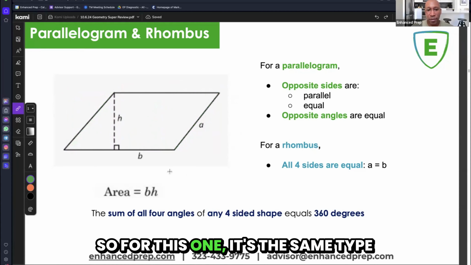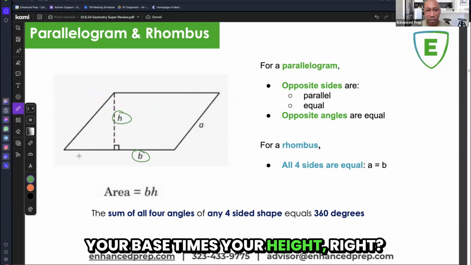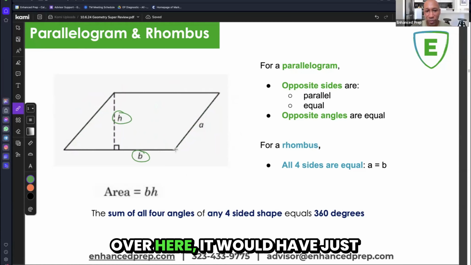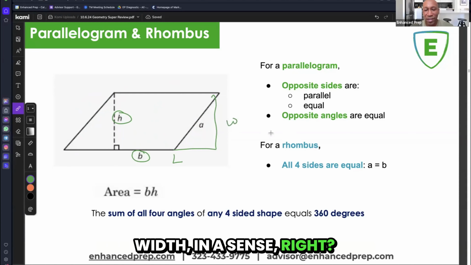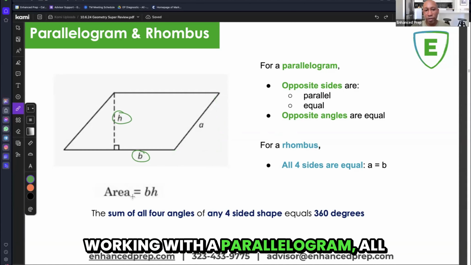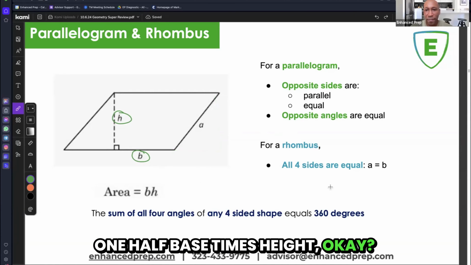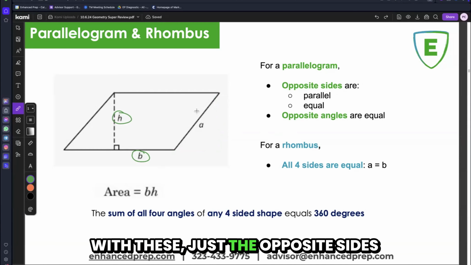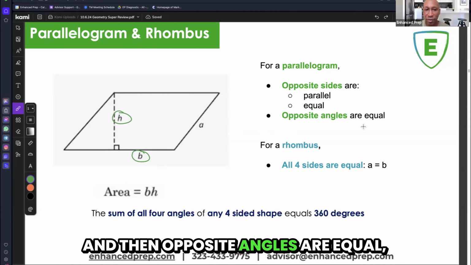So for this one, it's the same type of thing. The area for this is going to be your base times your height. Or if we would have put this one over here, it would have just looked like our length times our width in a sense. So that's why the equations are very similar. So when you're working with a parallelogram, all you want to think about is just your area is going to be equal to 1/2 base times height, okay? With these, just the opposite sides are going to be the same. They're all going to be parallel, and then opposite angles are equal.